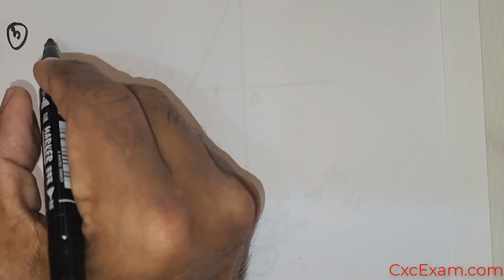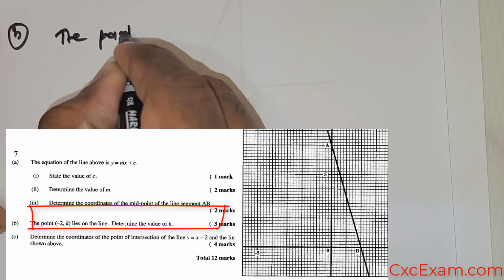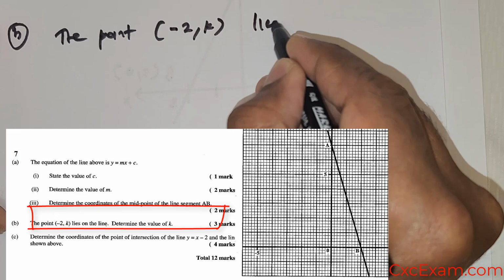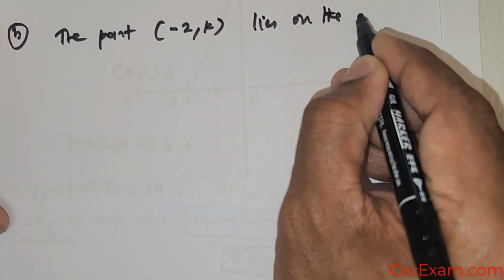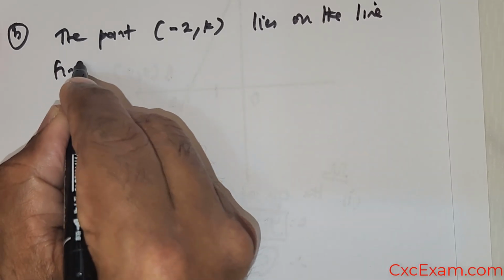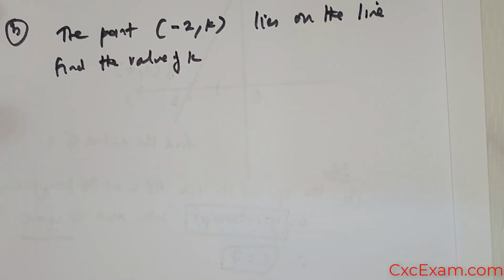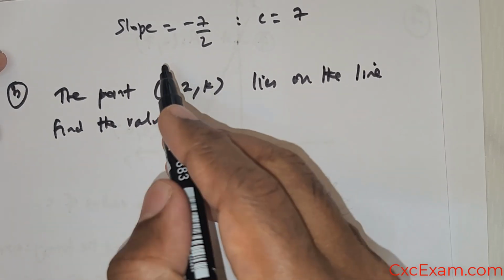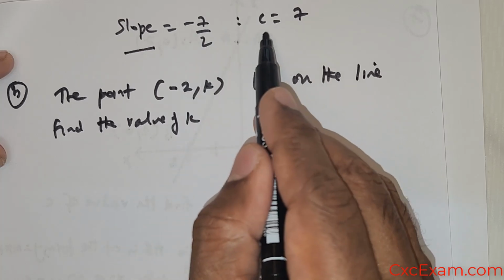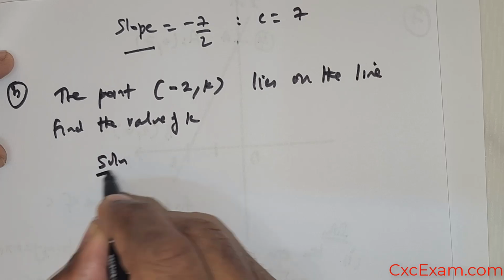Now we got question B. It states that the point negative 2, k lies on the line. Find the value of k. Now in the previous section we have obtained the value of the slope and the constant, that's the y-intercept. Now this is the solution.